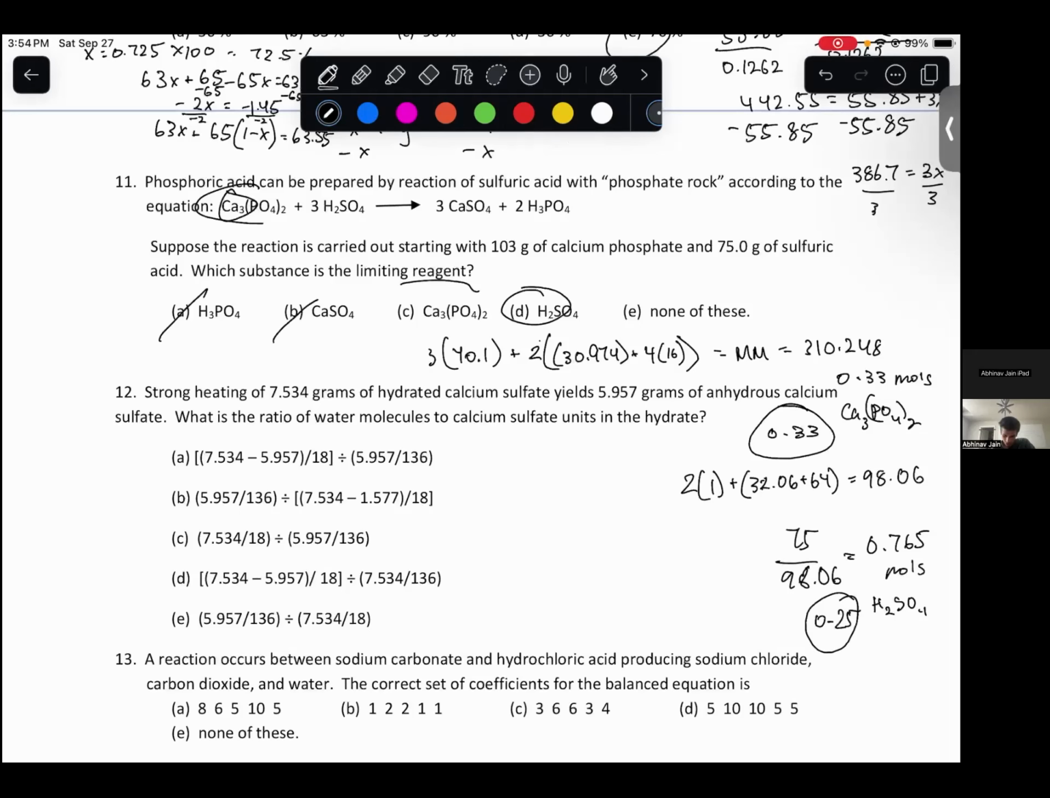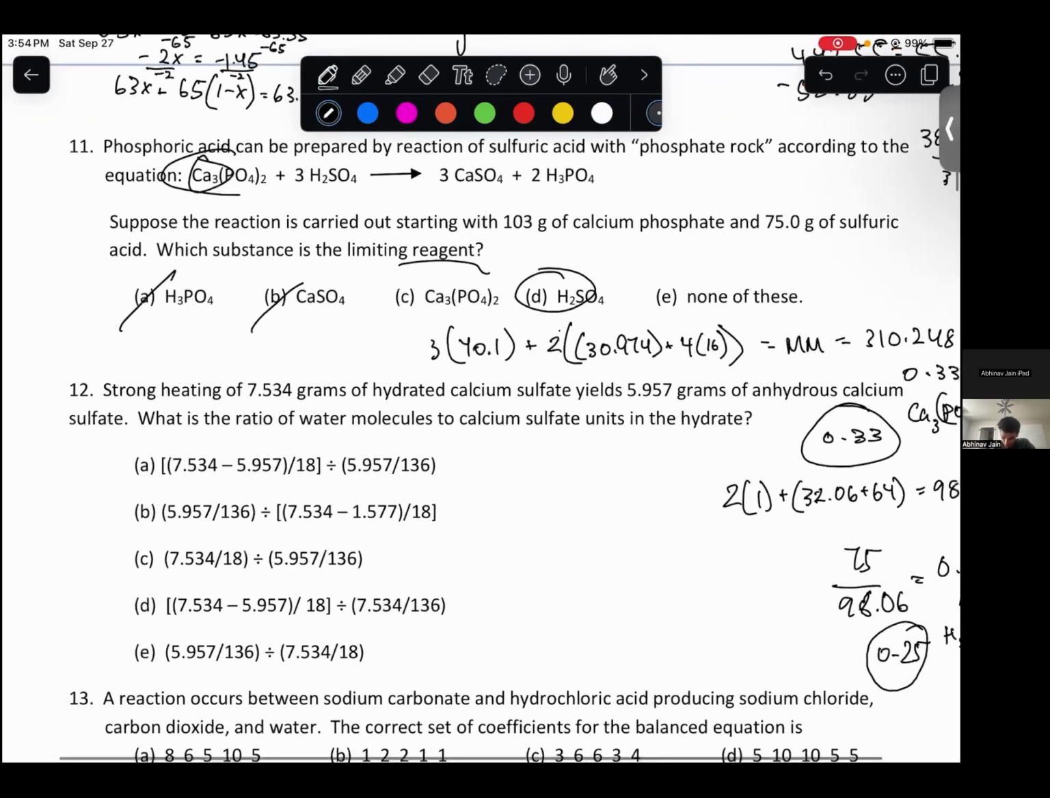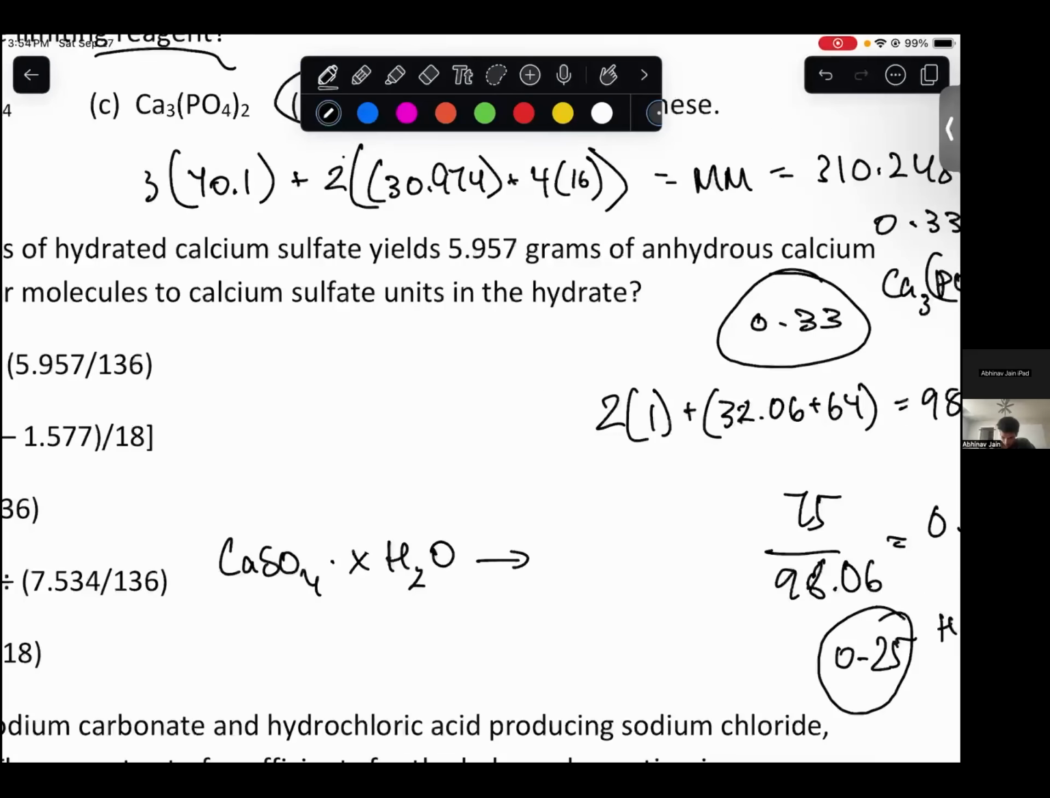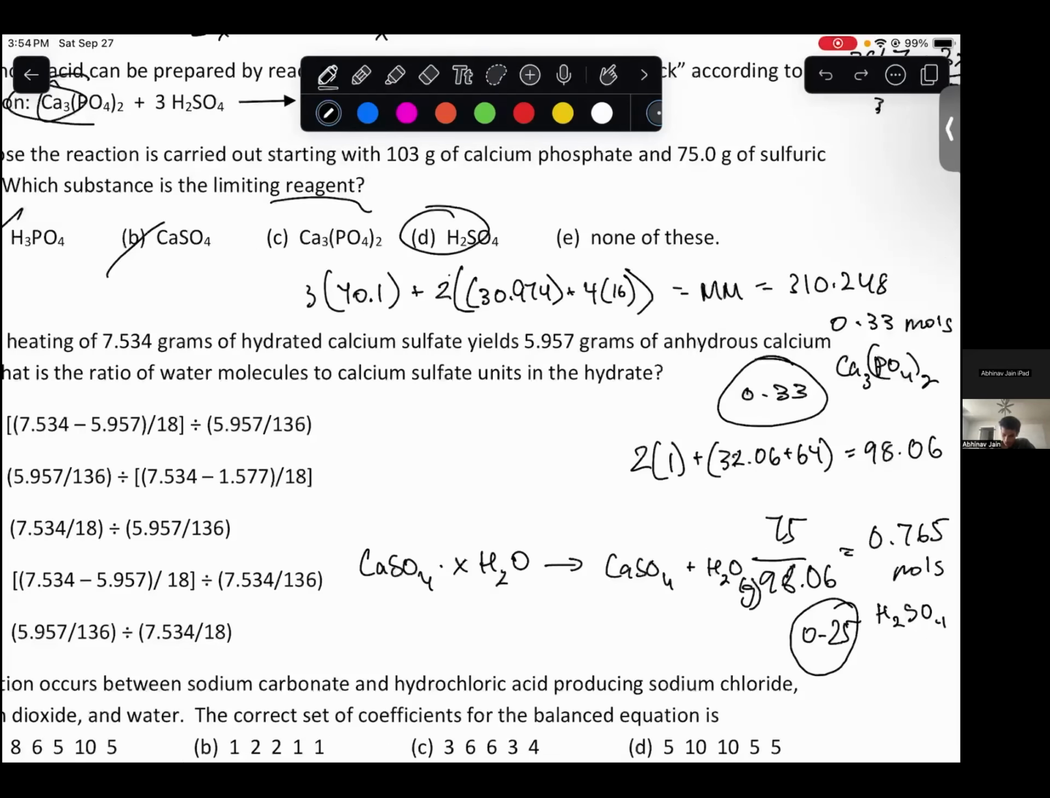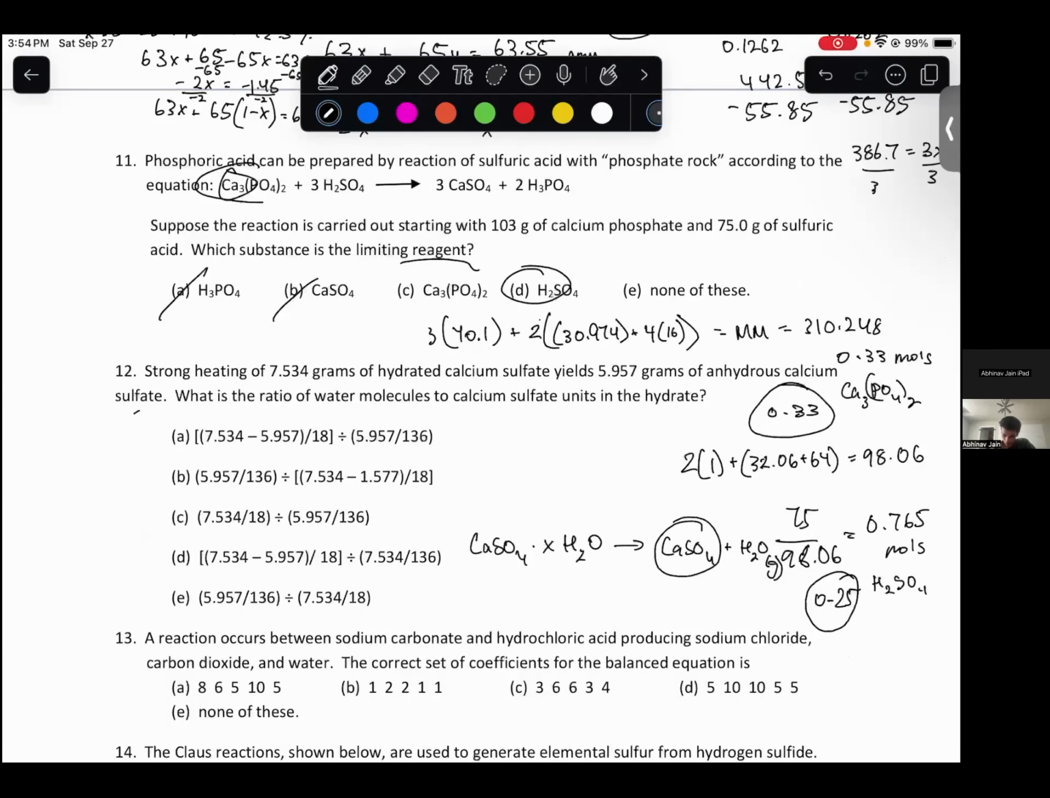12, strong heating of 7.534 grams hydrated calcium sulfate. So calcium sulfate, obviously CaSO4, and then it's hydrated. So that means it has water molecules trapped inside the ionic compound. And there's obviously a certain amount of water molecules, and that can be represented with the molar coefficient X and then H2O. So when you heat it, it's going to drive off all the water. So it's going to form CaSO4, and then water is going to come out as gas. So that means the mass of anhydrous, just meaning without water, calcium sulfate, that's going to be this mass.